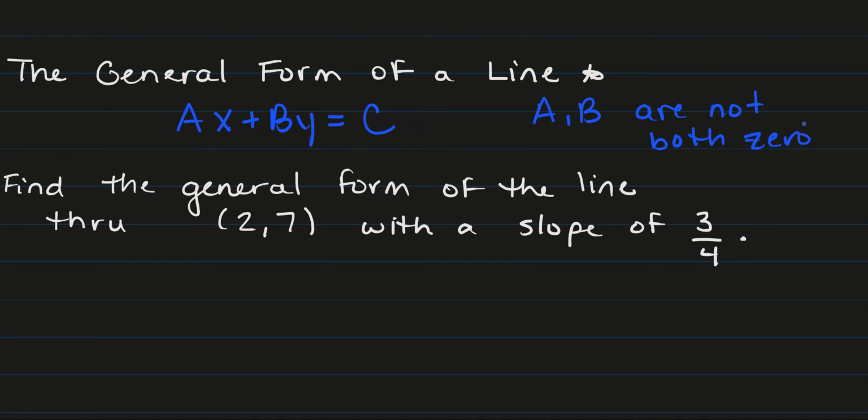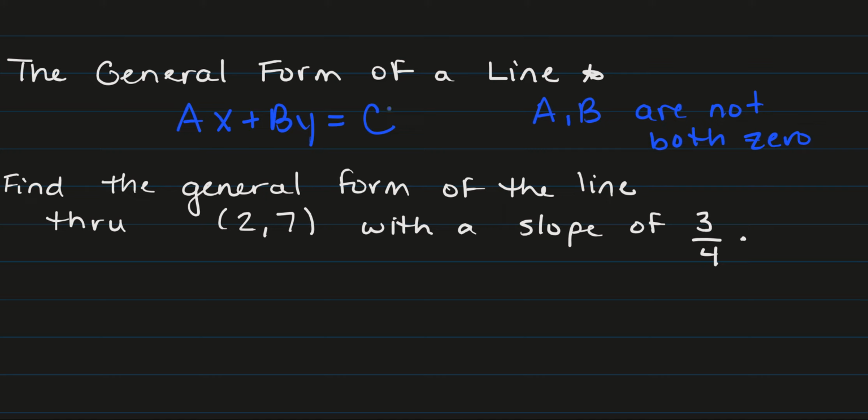So we get the x and the y on one side, and we put the number on the other side. A could be 0 or b could be 0, but not both. Usually neither is 0, but they could be. And if one of them is 0, then you're either going to have a horizontal line or a vertical line.